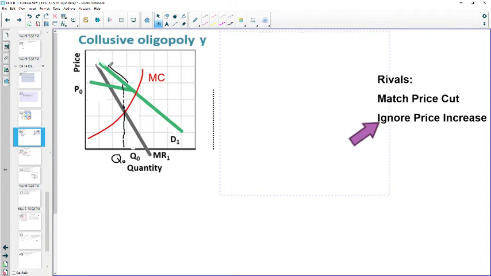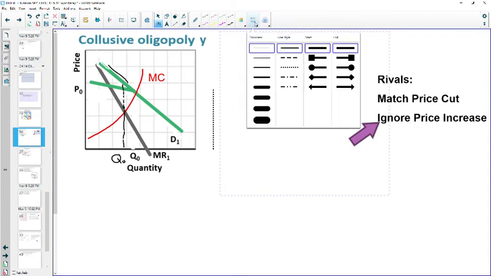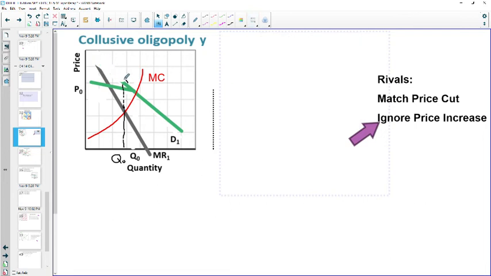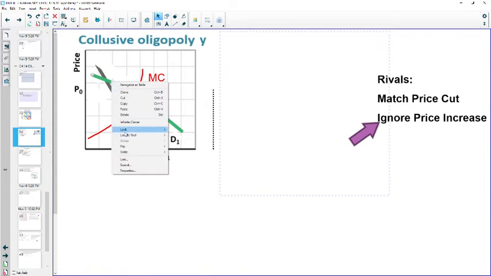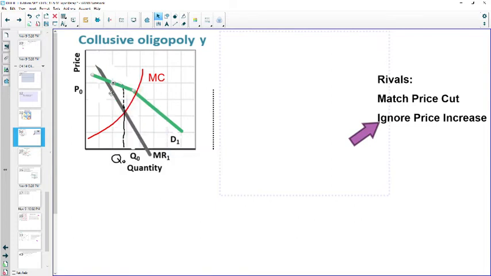That old demand curve is going to be gone. Let me get rid of the old demand curve. There we go. Let me bring that to the front. Here's where we start out when everybody is colluding and working together.